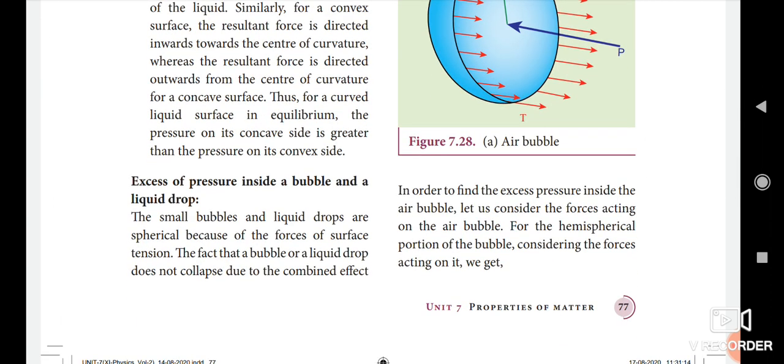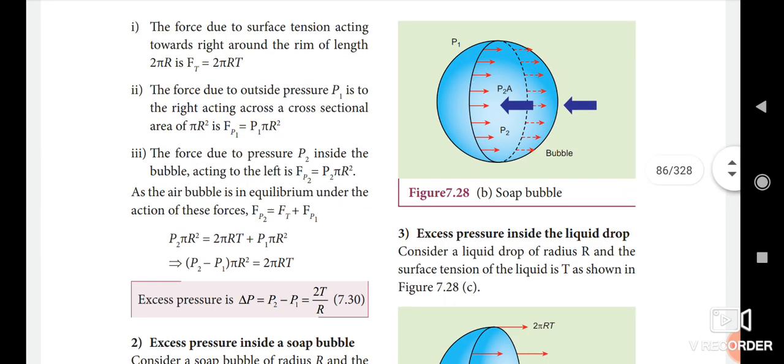Then, in order to find the excess pressure inside the air bubble, let us consider the forces acting on the air bubble for the hemispherical portion of the bubble. Now we take the hemispherical portion of the bubble. Considering the forces acting on it, first we get the force due to the surface tension acting towards the right around the rim of length 2 pi r. This force is Ft, which is equal to 2 pi r T. T is the tension of that force.